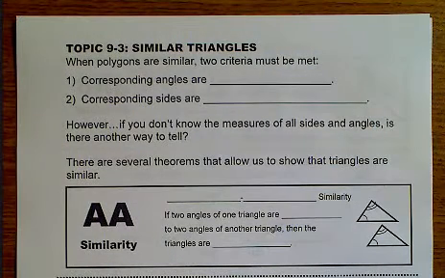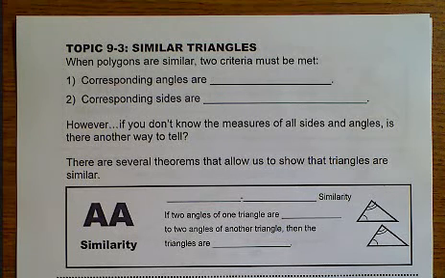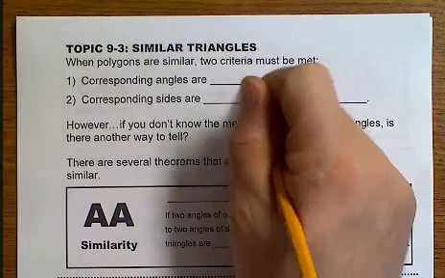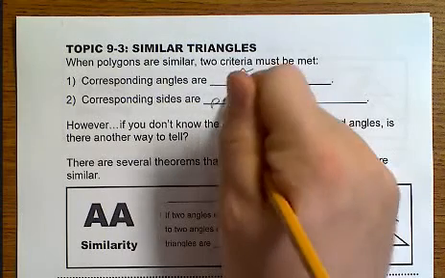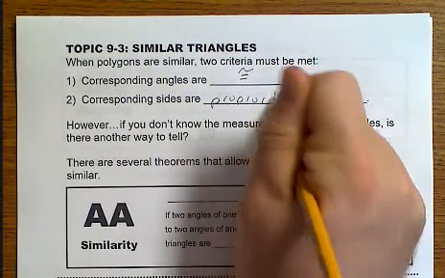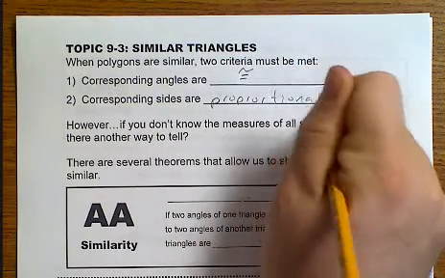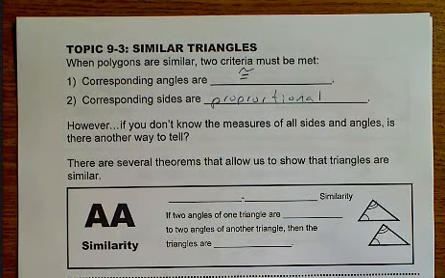Hello, this is Geometry, topic 9-3 over similar triangles. So we've talked about similar polygons in general, but today we're going to talk about triangles and what makes them special. When polygons are similar, two criteria must be met. This is a review. The corresponding angles are congruent, and the corresponding sides are proportional. Okay, you should already know this.